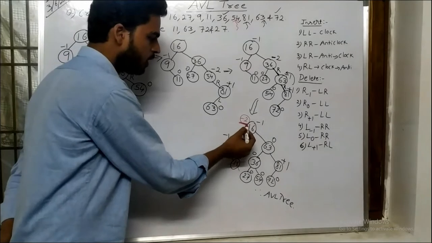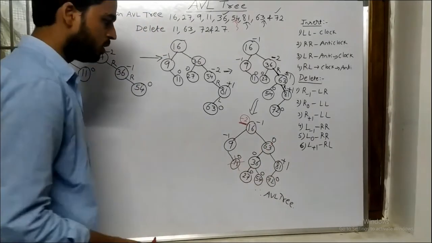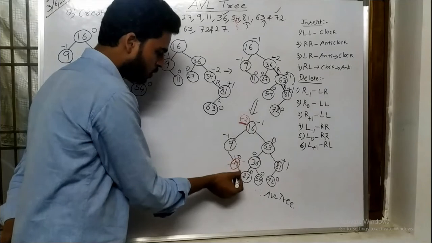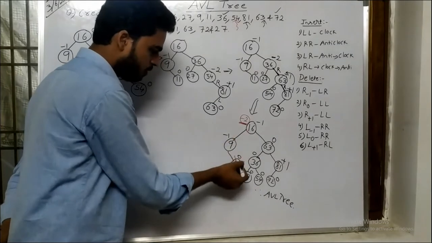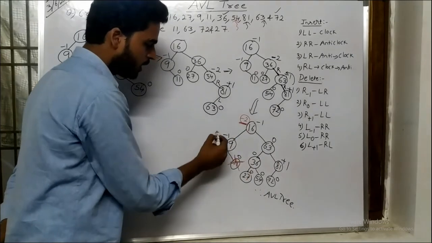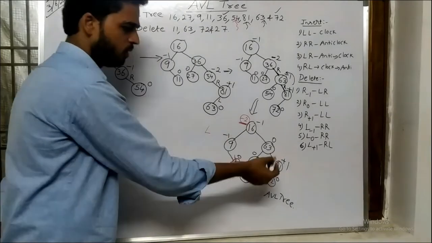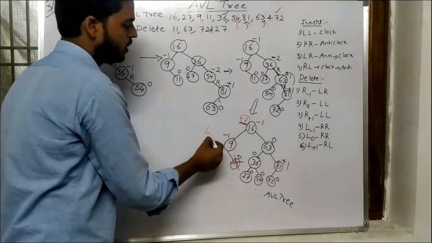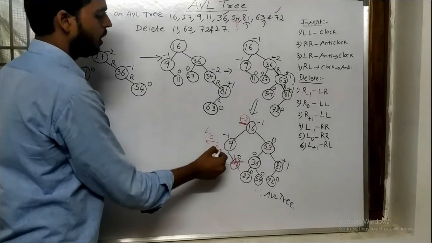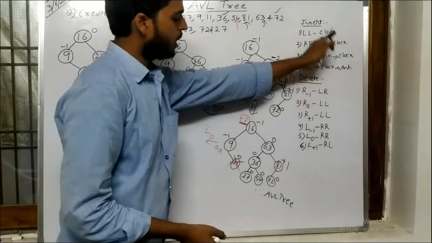For this one, what is the right child's balance factor? 0. So with respect to this node, for which side have I deleted? The left side node is deleted. So I will get L, and what is the balance factor of this child? 0. So I will make it L0. What is L0? We need to apply RR notation. RR means we need to make an anti-clockwise rotation.